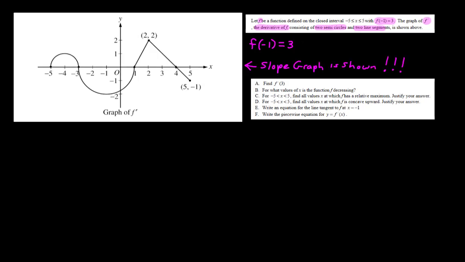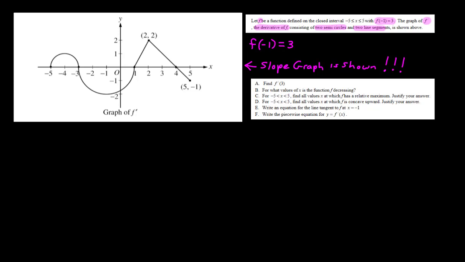The graph of f prime, the derivative of f, or the slope of f, consisting of 2 semicircles and 2 line segments, is what is shown, to the left and in your notes above. For emphasis, I'm going to rewrite that information. F of -1 is equal to 3. That's given, and that's the only way we know that property. Okay, before we go to parts A through F, I do want to point out one other thing.